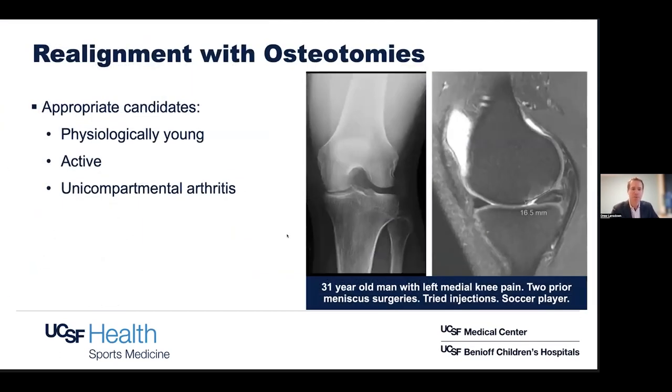Another interesting approach is an osteotomy. So this is an option for patients with arthritic changes isolated to one compartment, so either the medial compartment or the lateral compartment. This patient, for instance, is 31 and has medial left knee pain.